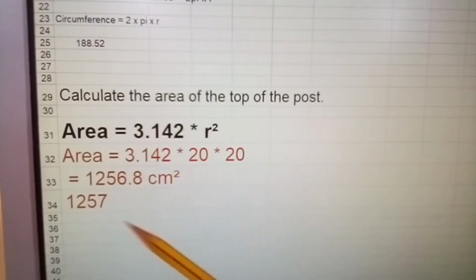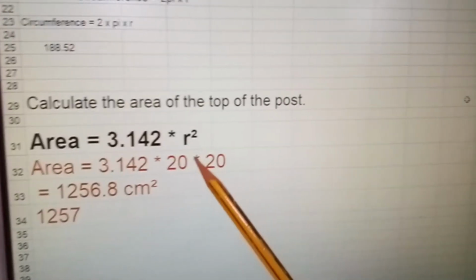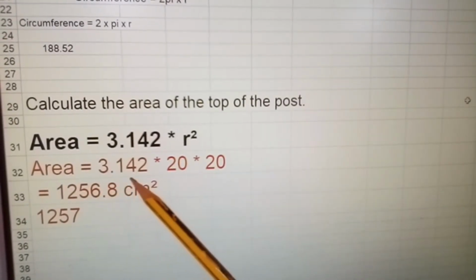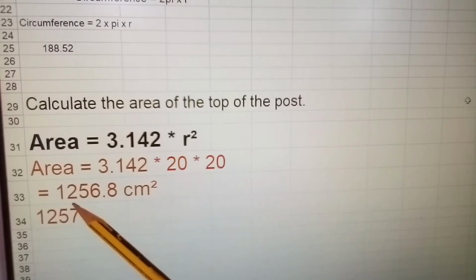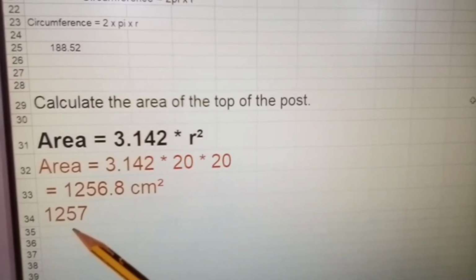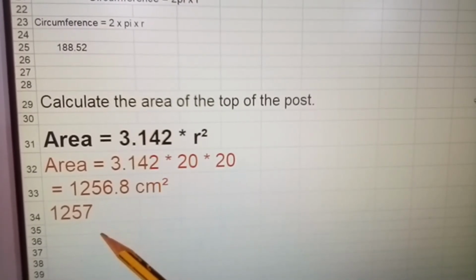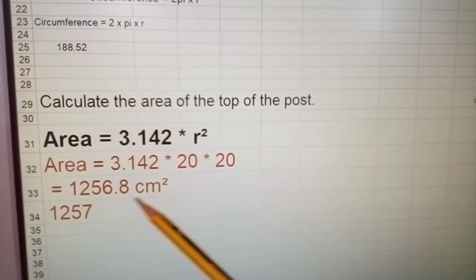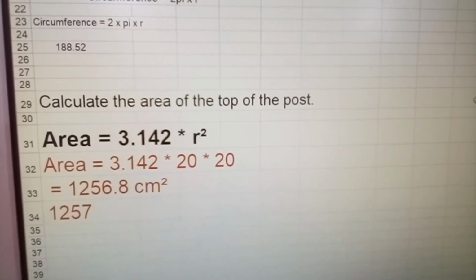So what I've done here now, I've put area equals 3.142 times r squared. So area equals 3.142 times 20 times 20, and that gives you 1,256.8 centimeters squared. We just simply round this up to 1,257 centimeters squared. And I agree I should have my centimeters squared here, but I did put it in here, so do forgive me for that. I apologize.